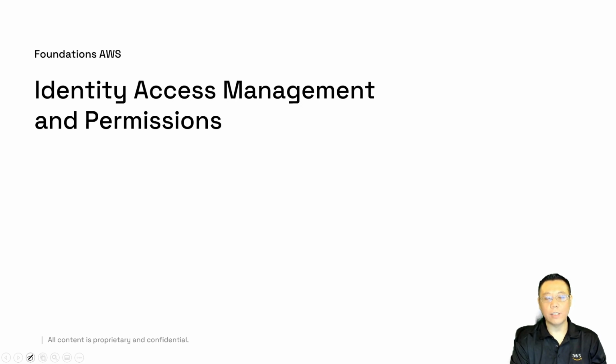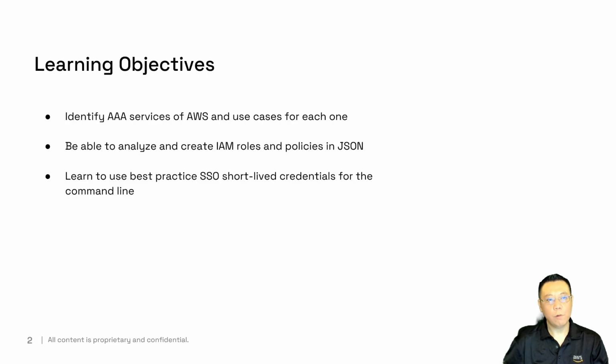Welcome to Foundations AWS Identity Access Management and Permissions. Today we're going to learn about identifying AAA services. Now, AAA not as in the towing service, but AAA in the fact that we have authentication, authorization, and accountability. These services together are inside Amazon Web Services, and we can see the use cases for each one as we go through IAM, or Identity Access Management.